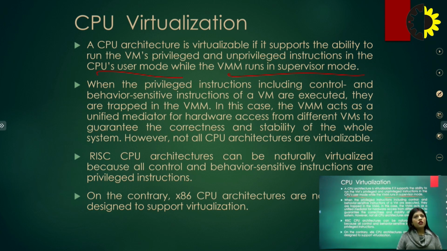When the privileged instructions, including control and behavior sensitive instructions of a virtual machine, are executed, they are trapped in the VMM. In this case, the VMM acts as a unified mediator for hardware access from different VMs to guarantee correctness and stability. However, not all CPU architectures are virtualizable. Next, RISC CPU architecture can be naturally virtualized because all control and behavior sensitive instructions are privileged instructions.